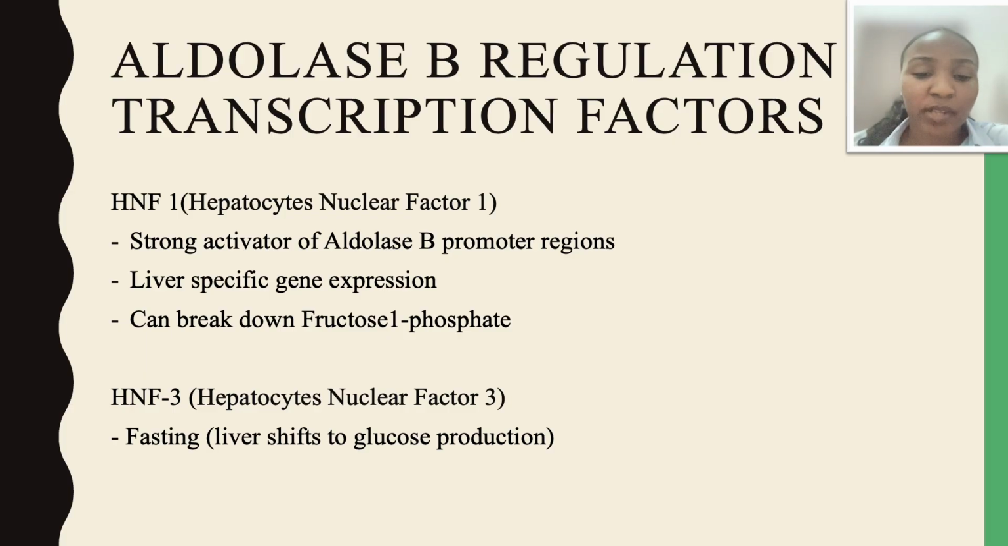So the next transcription factor, we have HNF3, which acts as a stabilizer. So you can view HNF1 as an activator and HNF3 as a stabilizer. It maintains aldolase B expression during fasting when the liver shifts to glucose production, ensuring that the enzyme is available during prolonged exercise or low glucose conditions. So again, the difference between the two transcription factors: we have HNF1, an activator turning aldolase B expression on, and we have HNF3, a stabilizer making sure that the expression of aldolase B is maintained when the liver needs glucose the most.